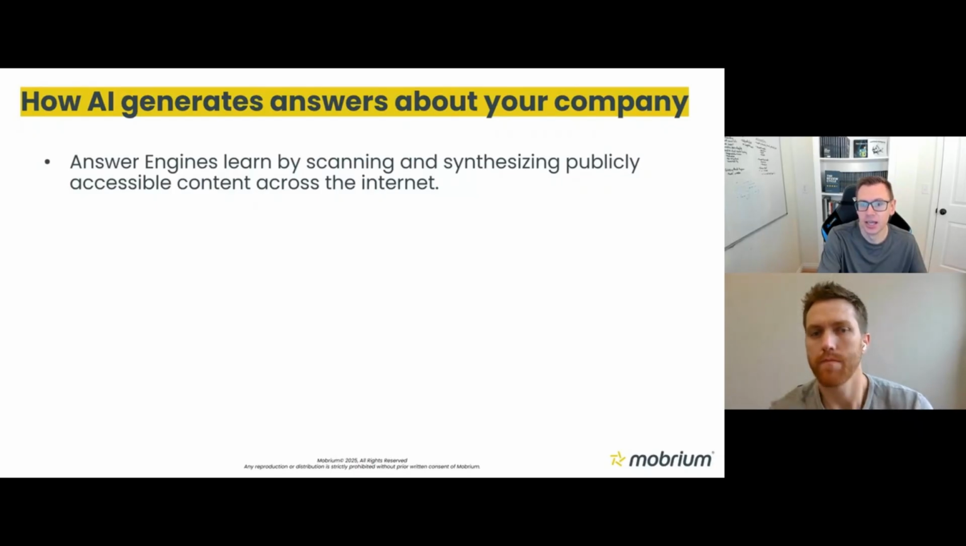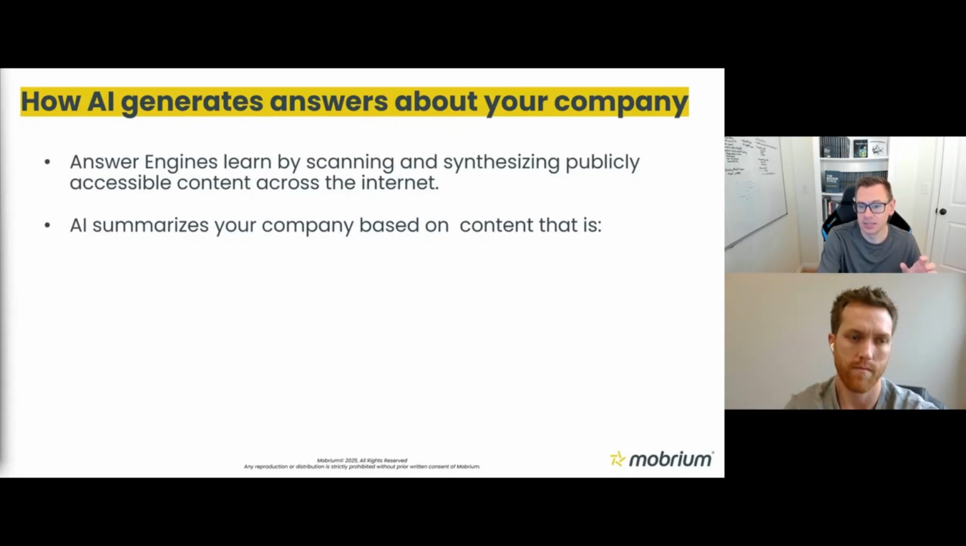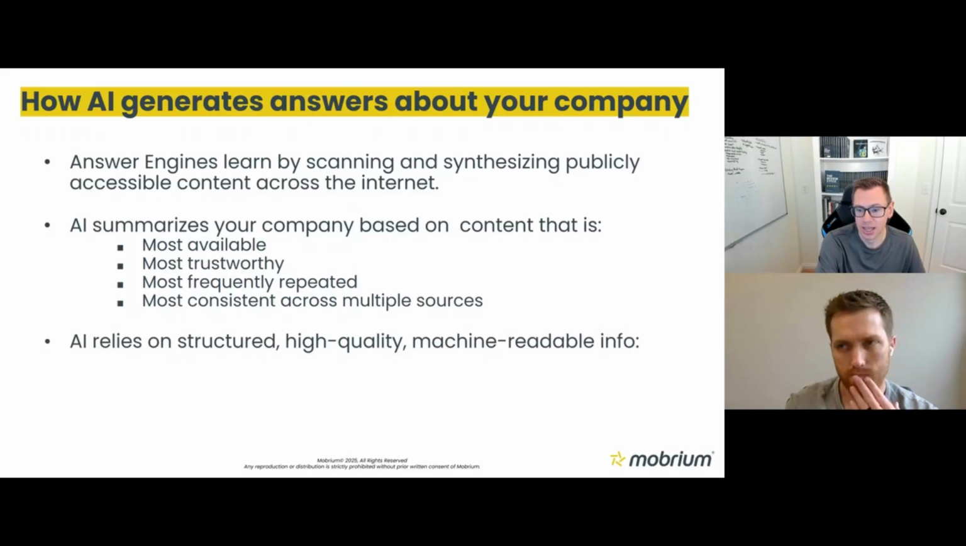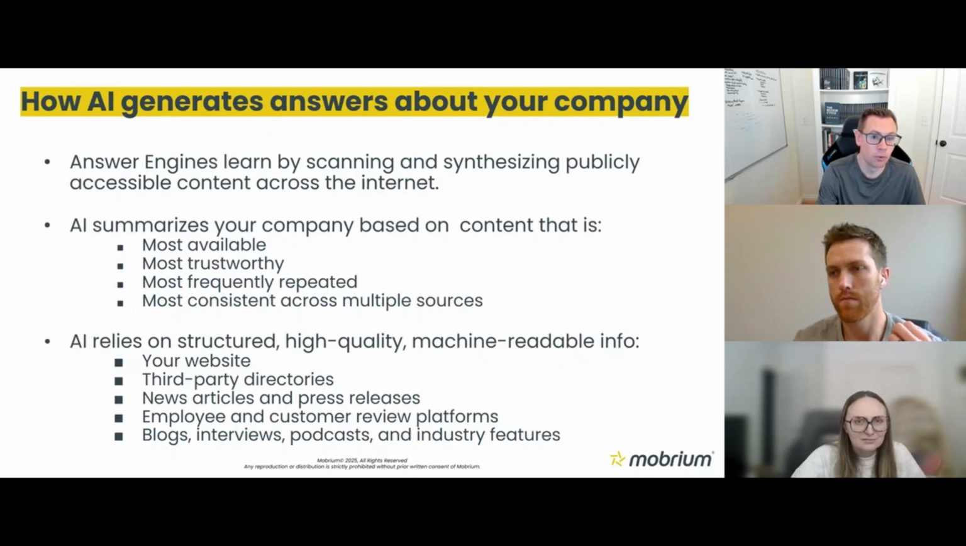Answer engines learn by scanning and synthesizing publicly accessible content across the internet. So they're aggregators. They're taking a whole bunch of different types of data and putting it all together in one cohesive summary. They look at content based on quite a few different variables. They're looking at what's available, trustworthy, frequently repeated, and consistent across multiple sources. And then AI also relies on a few different places to collect this information. Your website is a key place where it's looking for info. Third-party directories, and when we say directory, that's profiles, like your Google business profile or your profile on Crunchbase or Bloomberg or BBB or Trustpilot or industry-specific directories. There could be lots of different places where you're listed.